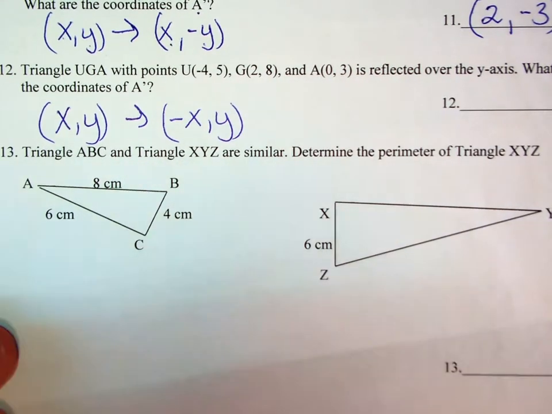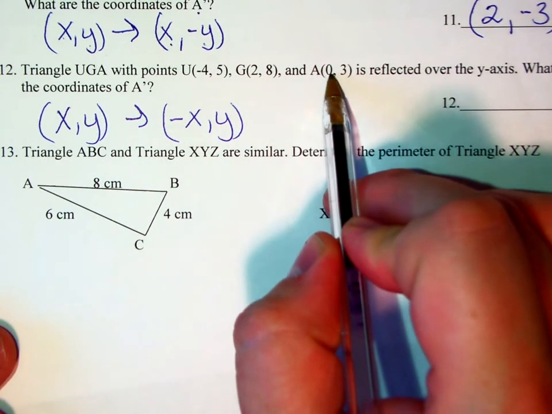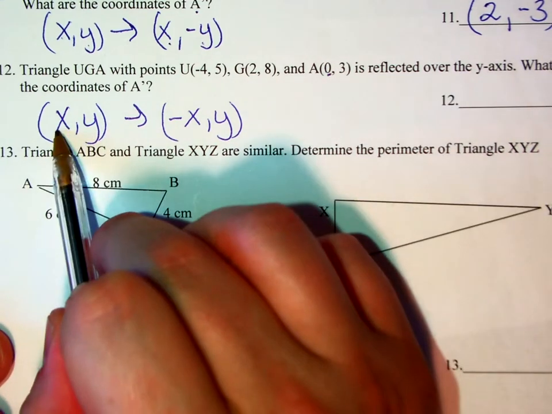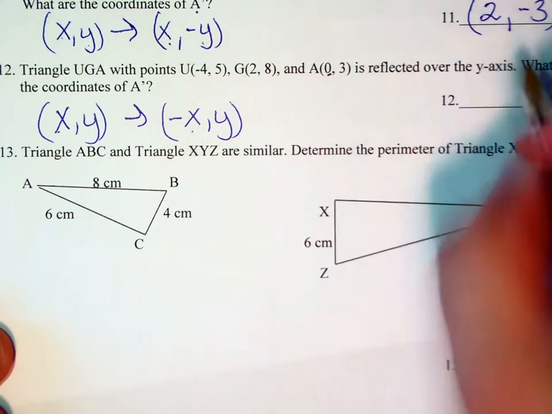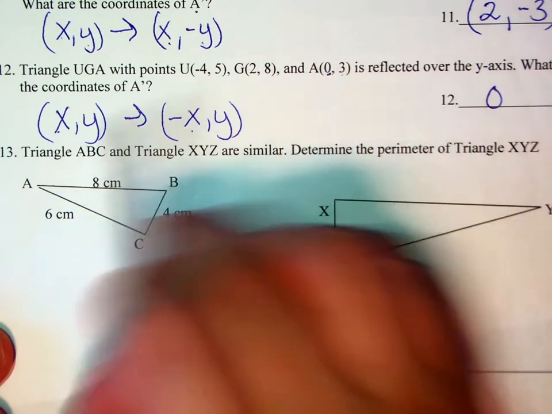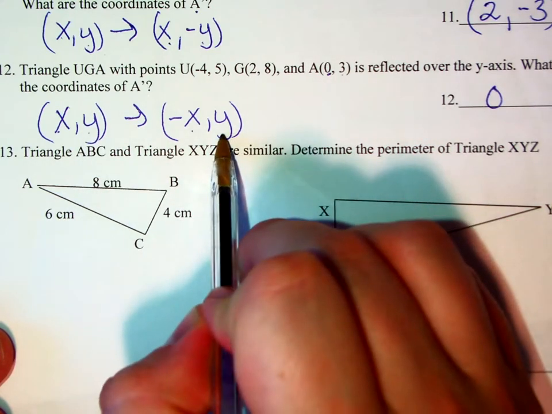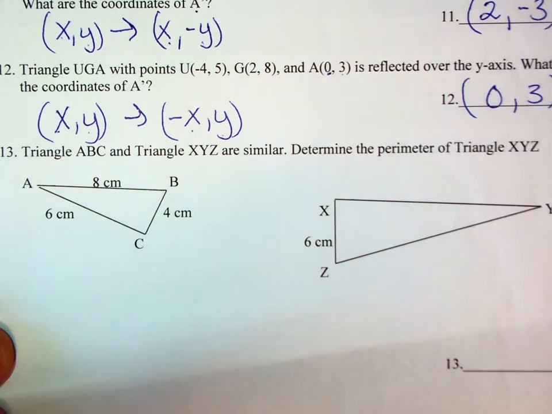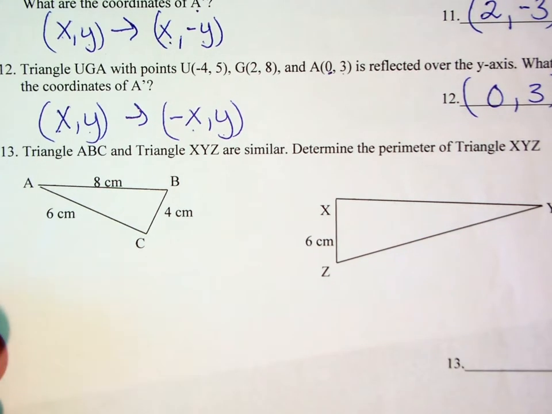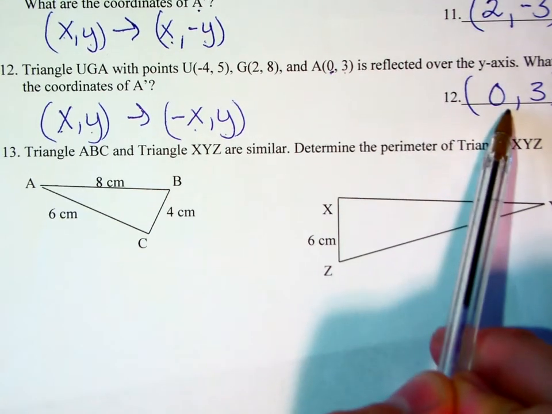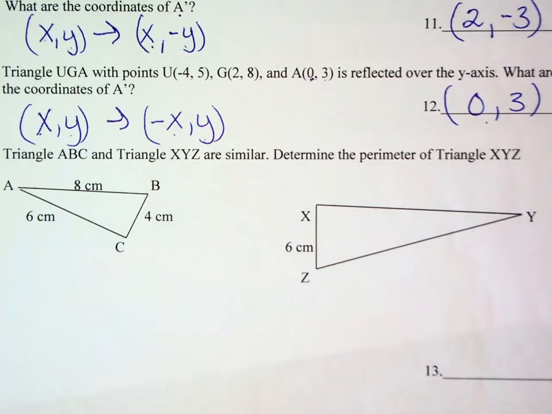And so this time I take my values for A and I plug them into this new rule. I have an x of 0, so 0 and the opposite of 0, well, that still gives me 0. And then a y of 3, and nothing changed with my y, so it would still be 3. So, reflected over the y-axis, we can look at our ordered pair for A and our ordered pair for A prime, and we realize nothing changes.